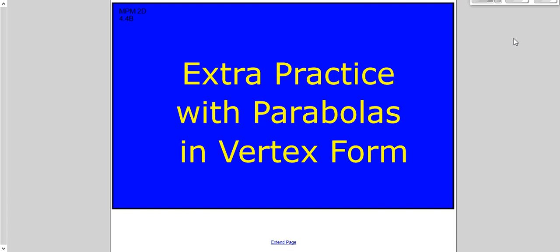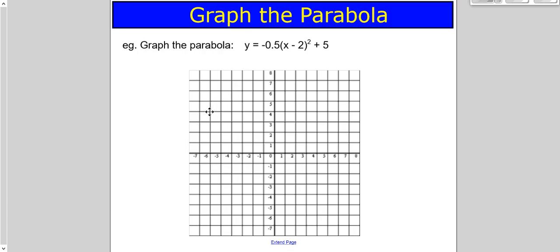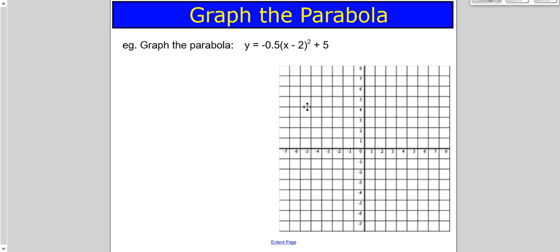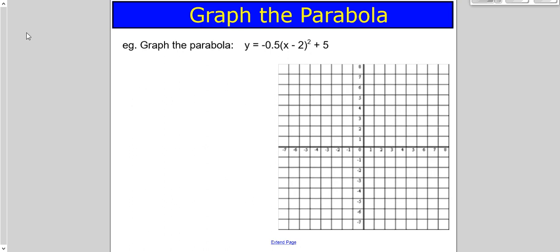Let's take a little longer look here at parabolas in vertex form. And not only with graphing, but of course, how can we take a graph and then create the equation? So how can we kind of go backwards in that process? All right, well, let's start with graphing. Let's say we had this equation and you're asked to graph.